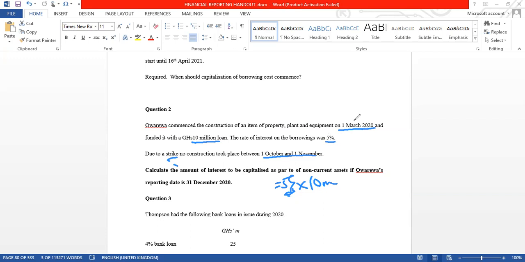When did they start? March. So March to December is 10 months, and we suspend 1 month out of it. Then that will mean we need to go through and multiply it by 9 months. So punching this on my calculator, it gives me 375,000. So this becomes the amount of borrowing cost that I should capitalize. So simple and okay.